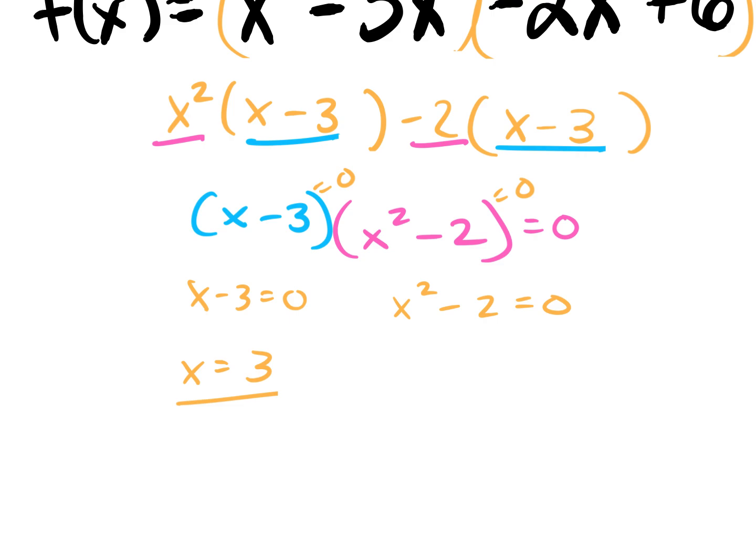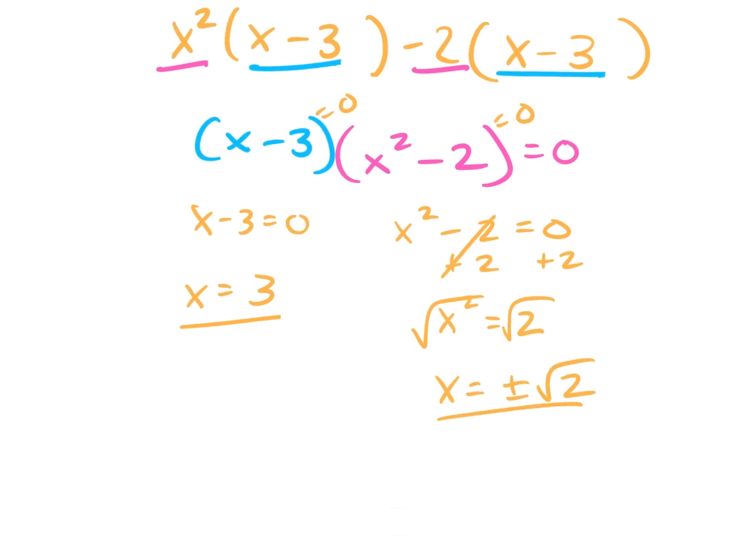So we've got x squared minus 2. I'm going to add 2 to move it to the other side. x squared equals 2. What would we do next? Square root both sides. What do we get? Plus or minus square root 2. Awesome. So this gives us our other two answers. We've got x equals 3, square root 2, and negative square root 2.